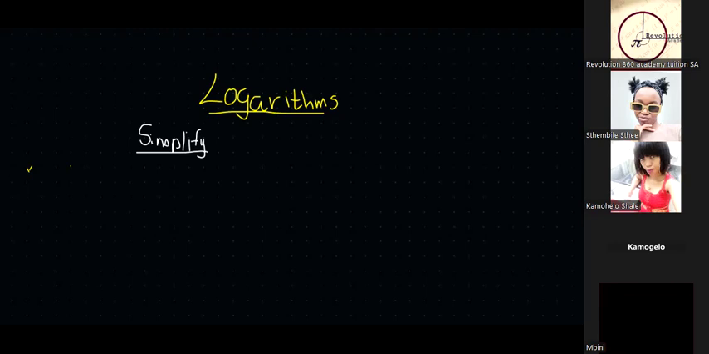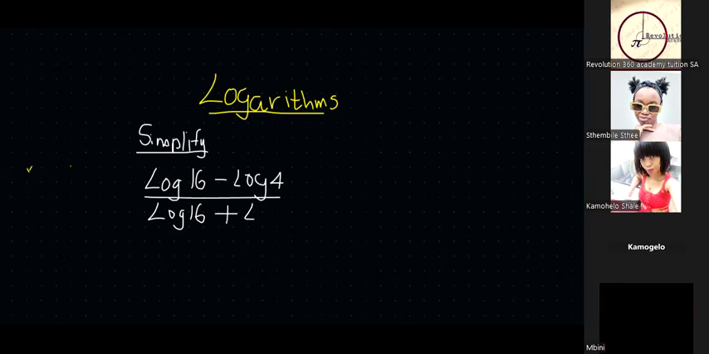So they're giving us log what? Log 16. The log of 16, and then minus log 4, minus the log of 4, divided by log 16 plus log 4. So these two guys, you can't cancel them, because the signs are not the same. So they're basically giving you log 16 minus log 4 divided by log.